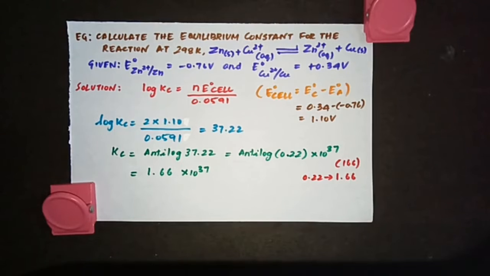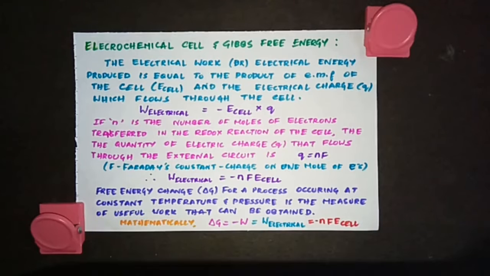Now let's move on to the last topic, electrochemical cell and Gibbs free energy. We have studied in grade 11 in thermodynamics this Gibbs free energy, which is represented as delta G, and is used to predict whether a reaction is spontaneous or non-spontaneous. Now let's see how we can apply this Gibbs free energy to the electrochemical cell.